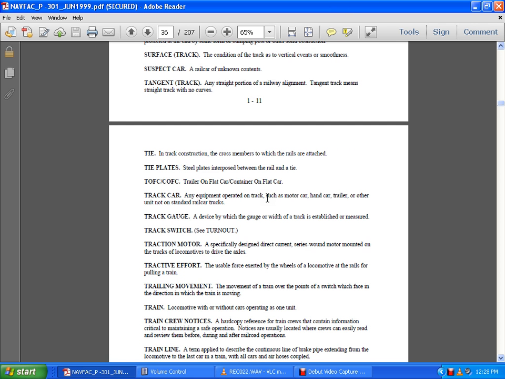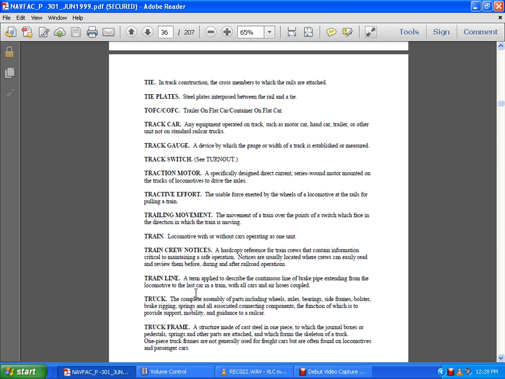The train line is a term expressly devised for the continuous line of brake pipe extending from the locomotive to the last car of the train, to which all cars and air hoses are coupled. The truck is an assembly of the parts of wheels, axles, bearings, side frames, bolsters, brake rigging, springs, and also connecting components, the function of which is to provide mobility or guidance to the railway car.